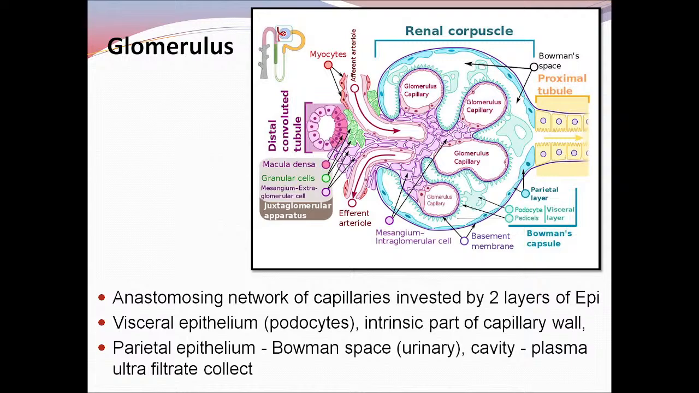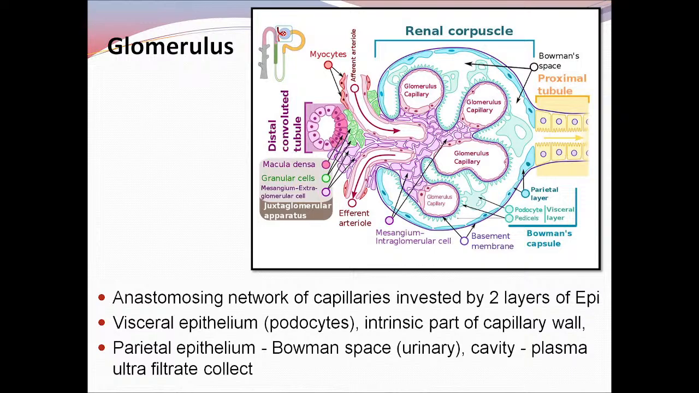Now the epithelium which is in close contact with the glomerular capillary wall is the visceral epithelium, which has the podocytes. Is it clear? The other layer, the parietal epithelium, lines the Bowman's capsule from inside. The space between the parietal and the visceral layers is called the Bowman space or urinary space, where the urine being formed accumulates. Now we are very much interested in the basement membrane.